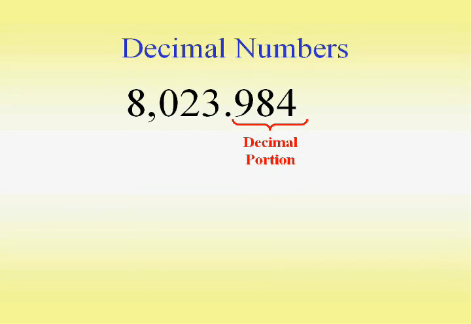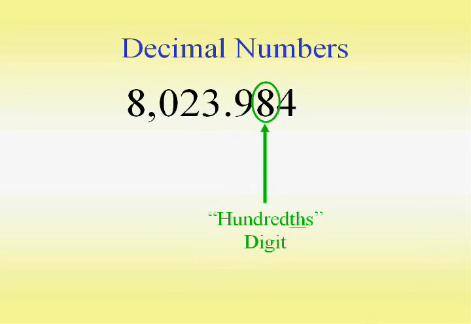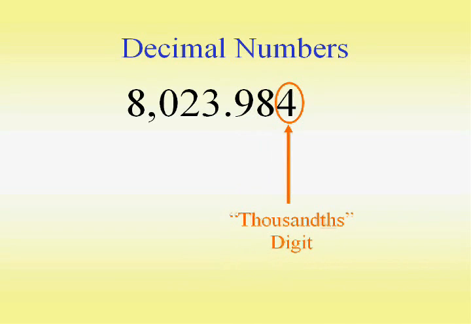The new part for a decimal number is the fractional or decimal portion. Now we separate the whole number part from the decimal portion with this point. The digits are going to work the opposite direction. They're going to get smaller as they go to the right. The tenths, the hundredths, the thousandths, after that will be the 10,000ths, etc.